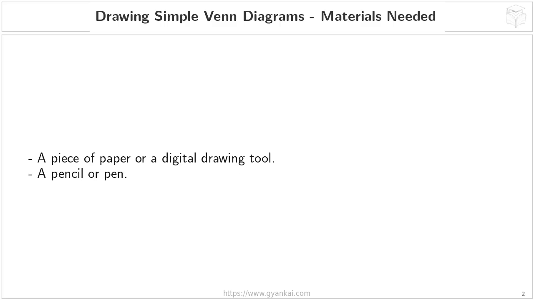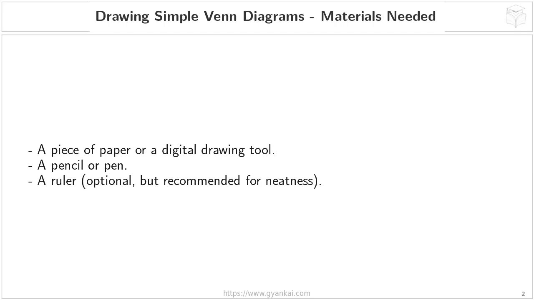Drawing Simple Venn Diagrams Materials Needed. Alternatively, if you prefer working digitally, you can use a drawing tool on a computer or tablet. Next, you'll need something to draw with: a pencil or a pen. A pencil is great because you can easily erase mistakes as you go. A pen is fine too if you're confident in your drawing. Finally, we have a ruler. The ruler is listed as optional, but I highly recommend using one. It's not essential for the mathematical correctness of the diagram, but it will help you draw straighter lines for the rectangle and circles, making your diagram much neater and easier to read. Remember, a clear diagram helps with clear thinking.